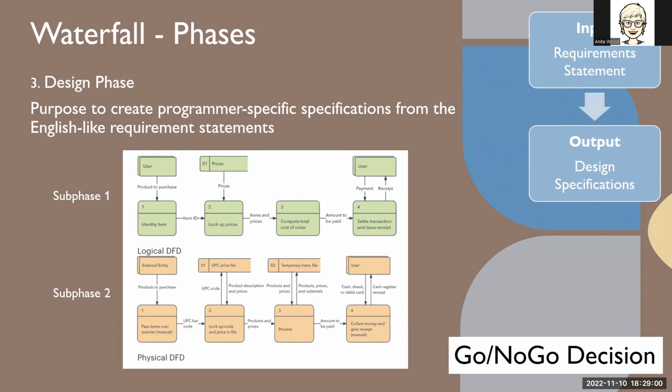I just want to show these to you here because many of you will be given data flow diagrams and told to code from them. So notice there's no user involvement here, but like the other phases, we make a go, no-go decision. We go.